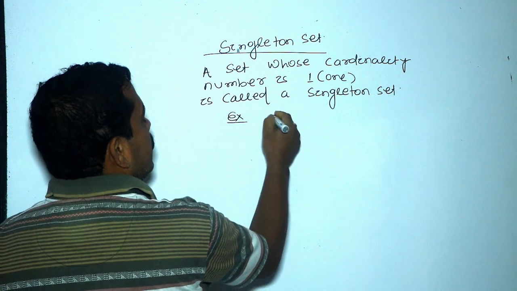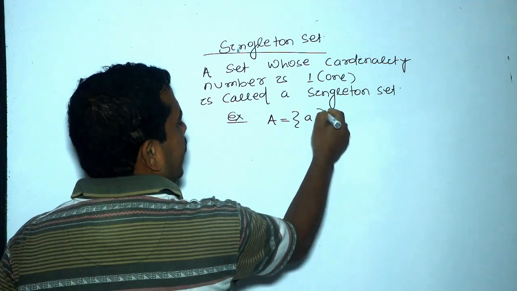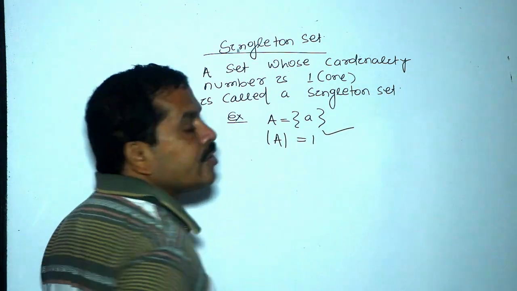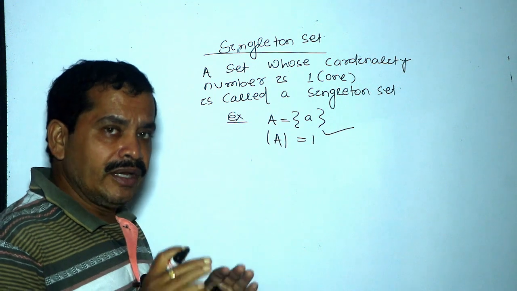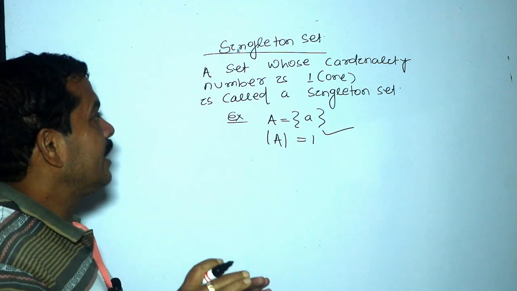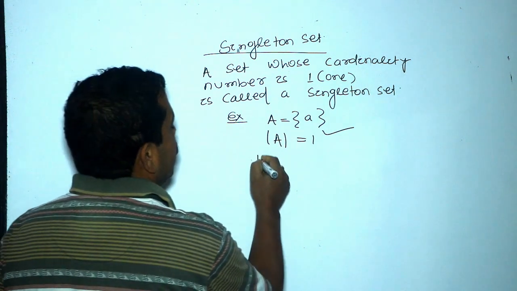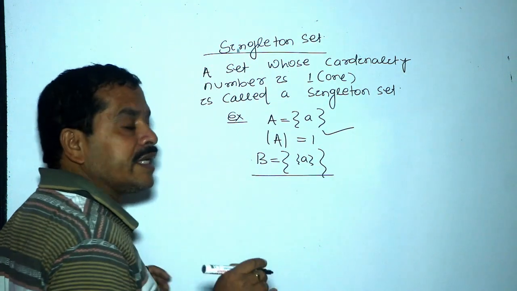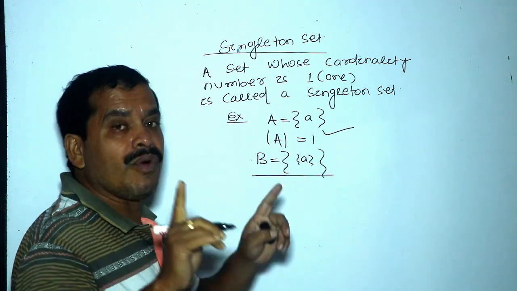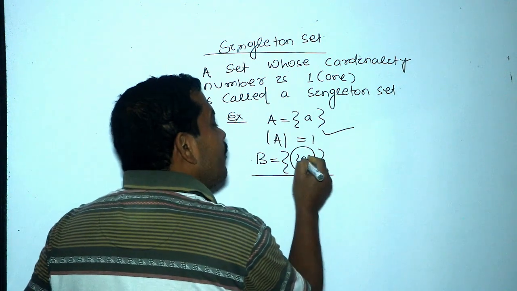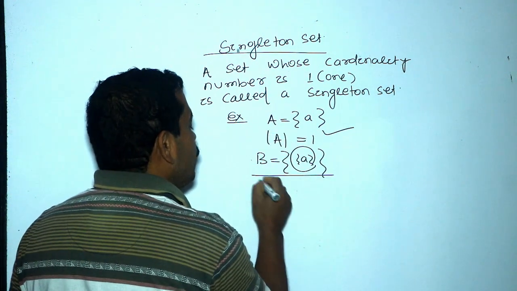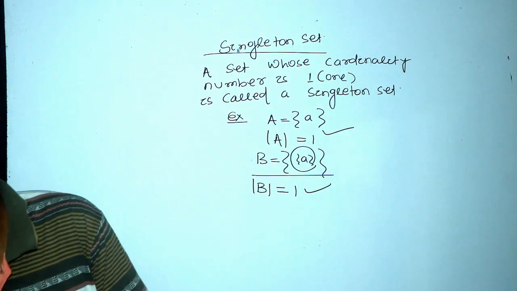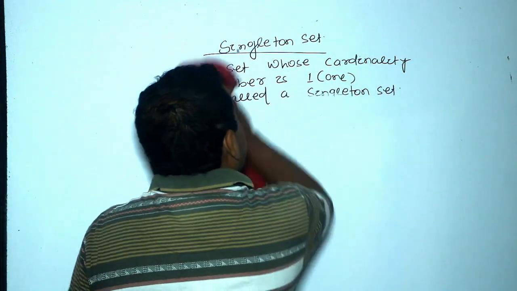For example, suppose A contains element a. Here the cardinality of set A is 1. So this is a singleton set, meaning a set containing only one element, a single element. Suppose B contains element {a}. This is also an example of a singleton set because the cardinality of B is 1 and it contains the single element {a}.